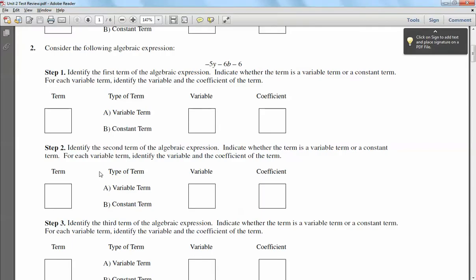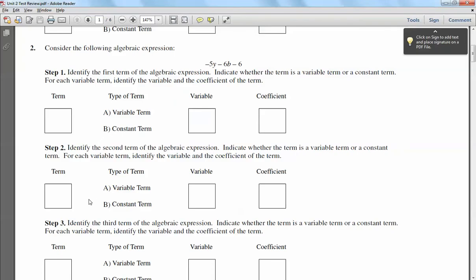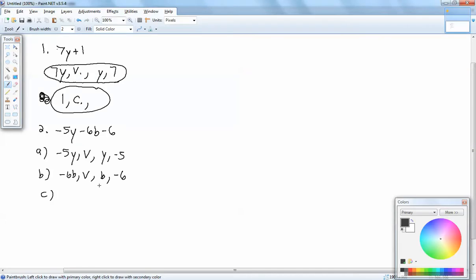Now B, or step 2. Identify the second term. Well, the second term is negative 6b. It's a variable term because it has a variable in it. The variable is b, and the coefficient, the number in front of the b, is a negative 6. And our third part, I'm assuming, is the third term. Yeah, third term is negative 6. And it's a constant term, so we only need to worry about identifying the variable and so forth for variable terms. So those would be our answers.